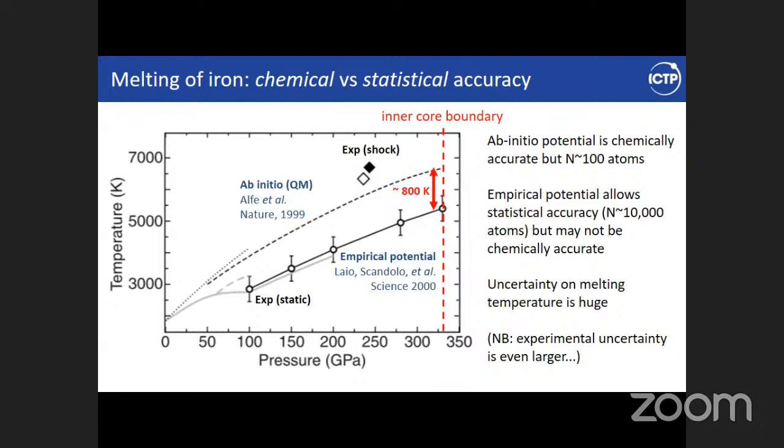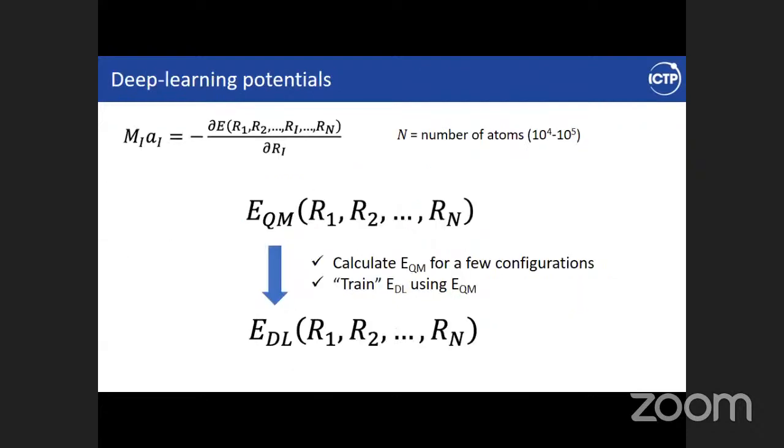Fortunately, experimental uncertainty is even larger, right? So we managed to publish these papers in Nature and Science and so forth, because experiments are still even further away. So let me come now to the deep learning potential. How did we solve the problem, or how do we hope to solve it? Well, what we need is an energy function of several 10 to the 4, 10 to the 5 particles, which is what we need to use in molecular dynamics. How can we develop something that effectively mimics that huge functional?